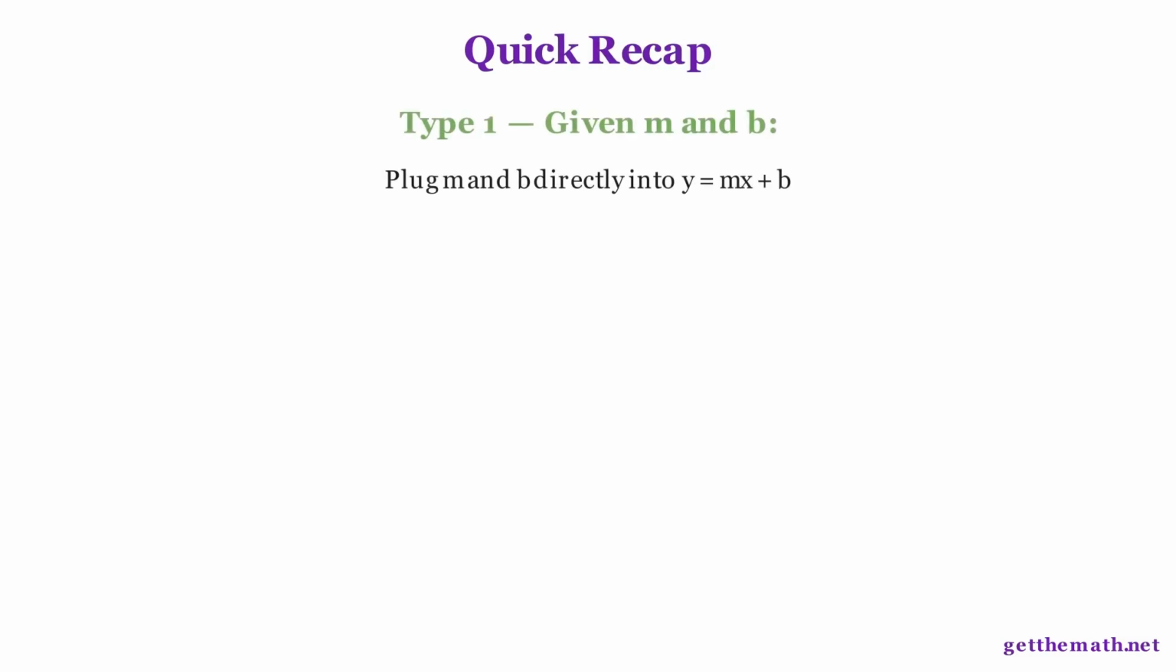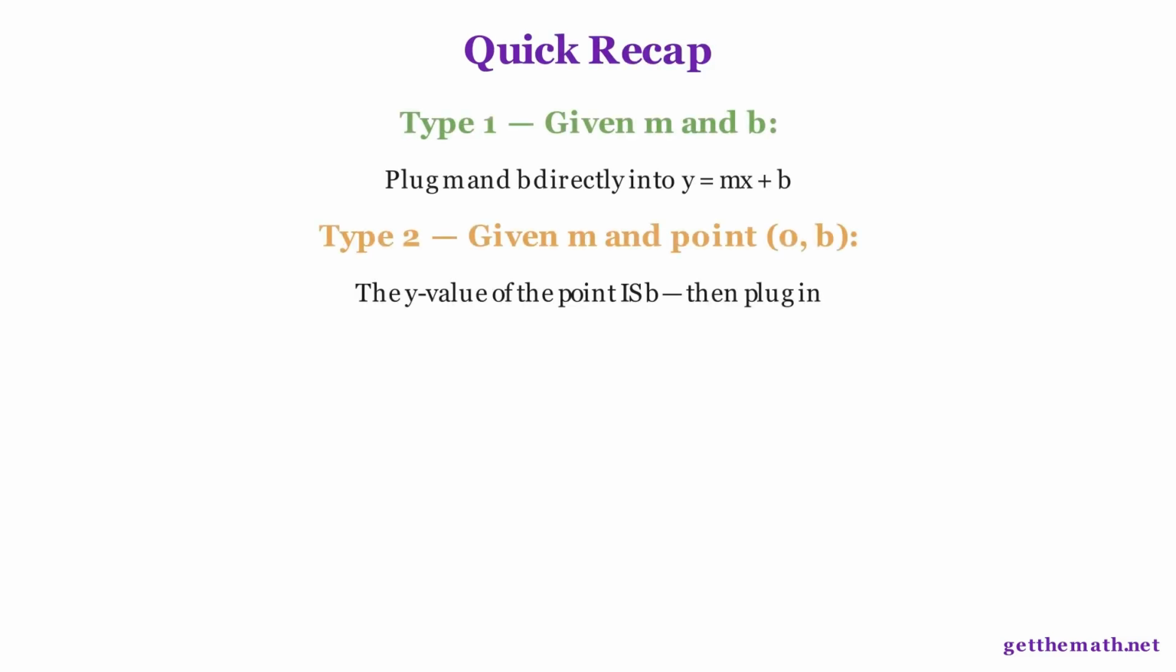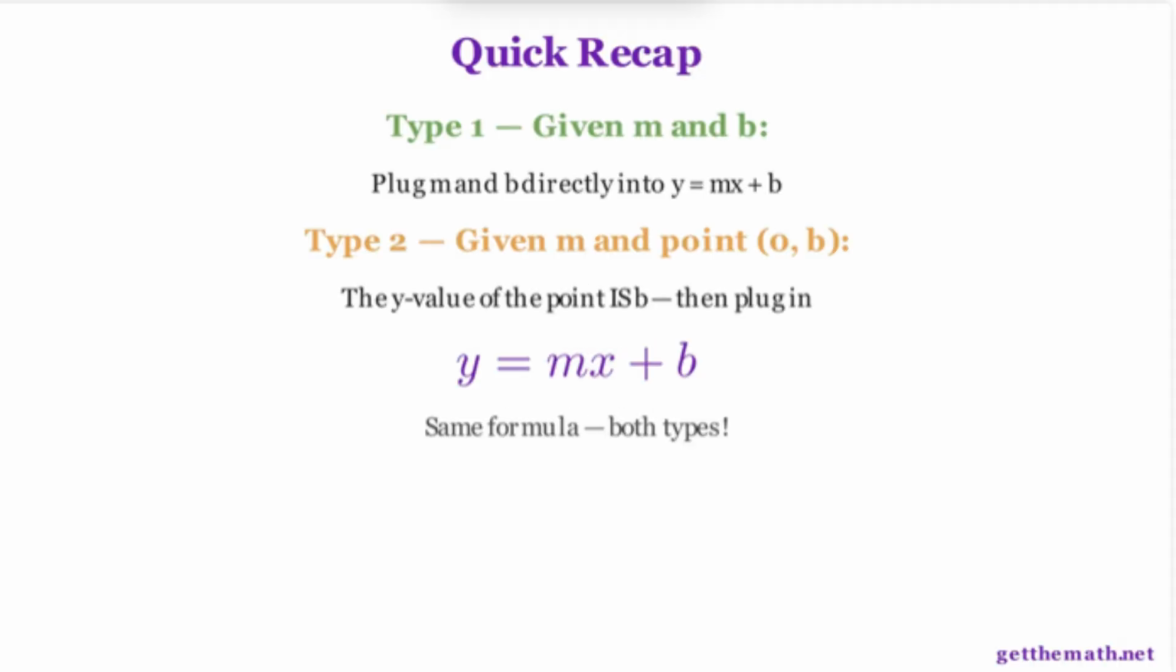Quick recap. Both problem types use the exact same formula, y = mx + b. The only difference is how you find b. If b is handed to you, use it directly. If you get a point starting with 0, that second number is b, and that's all there is to it.